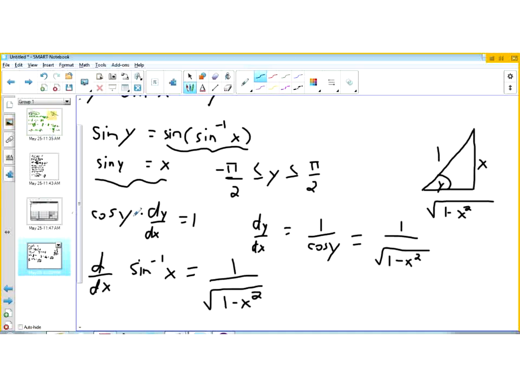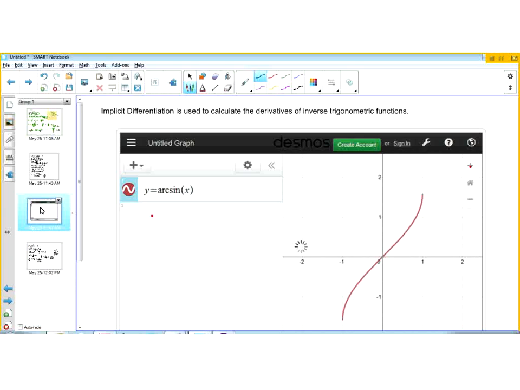Okay, so let's see here. Can we do the inverse cosine function? I guess we can attempt that. All right, so let's identify what the inverse cosine function would look like graphically. So pull up the graph again.